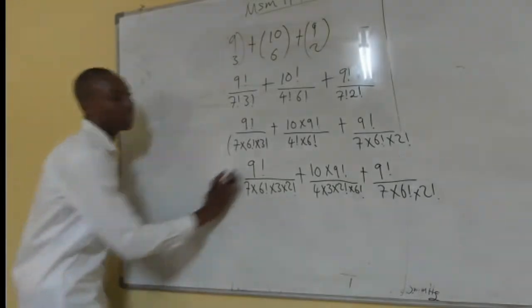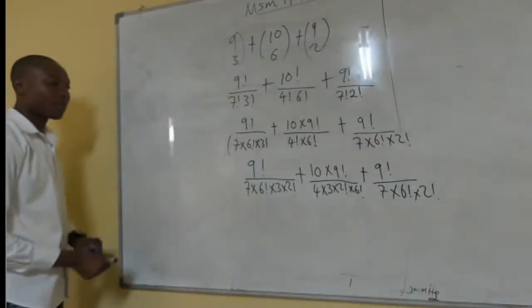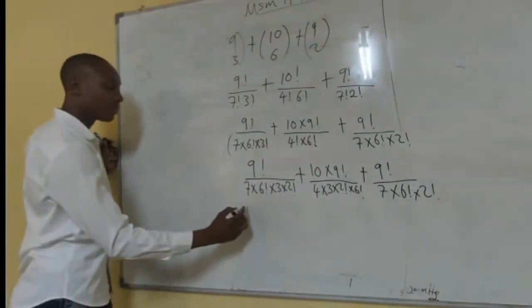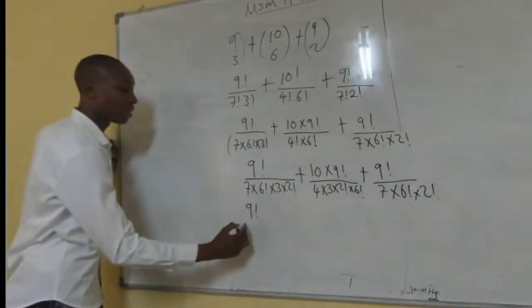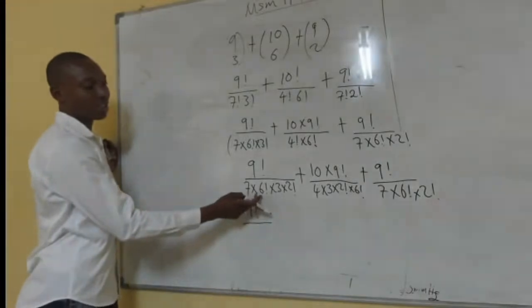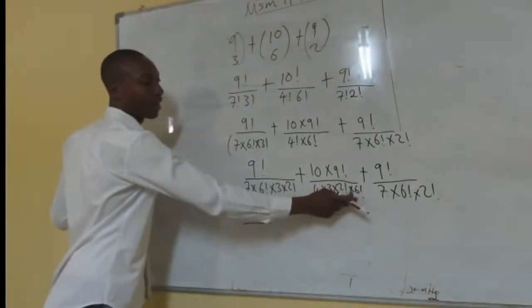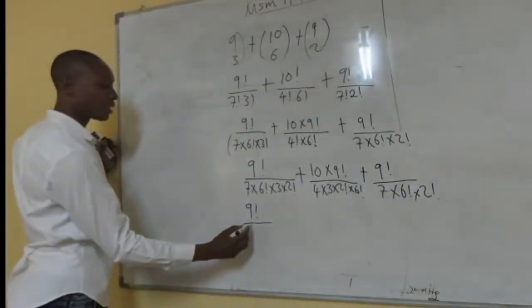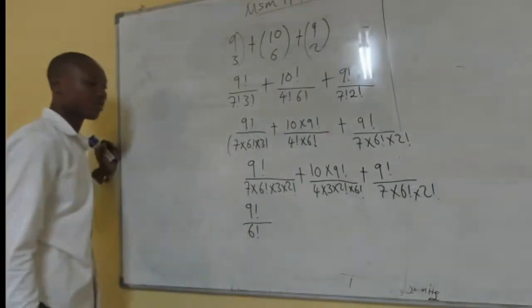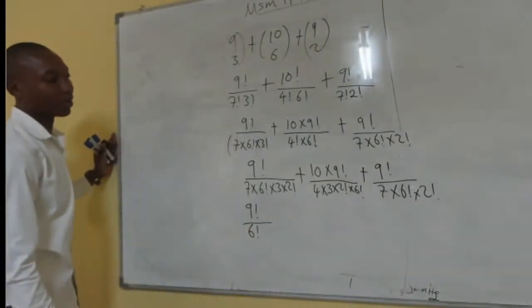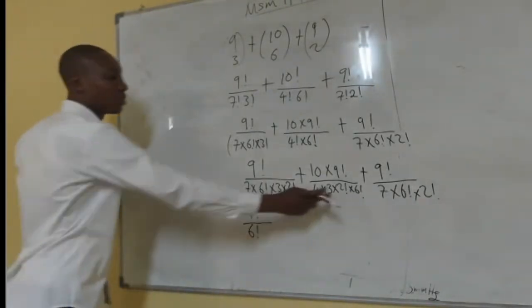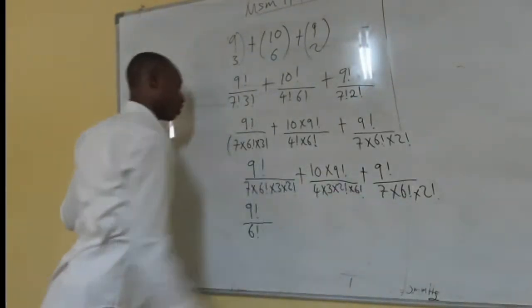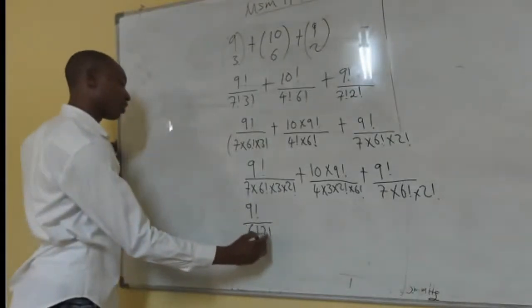If you look at this now, what is common? The first thing that is common is 9 factorial. Then what else is common? You will notice the 6 factorial here, here, and here, so I'll write this as 6 factorial. What else is common? You've got 2 factorial here, here, and here, so we have 2 factorial.